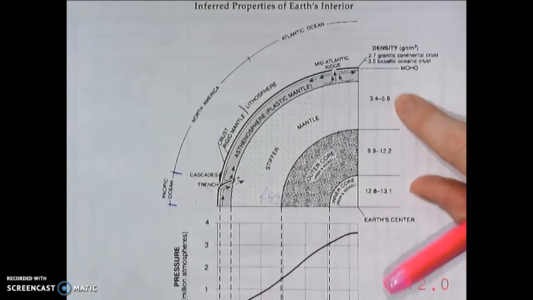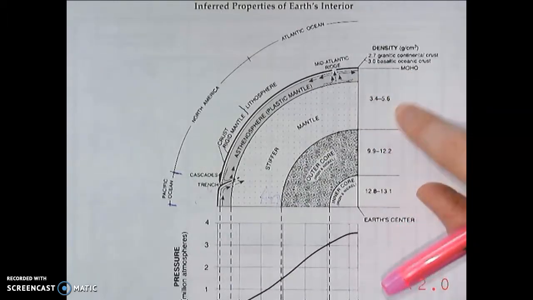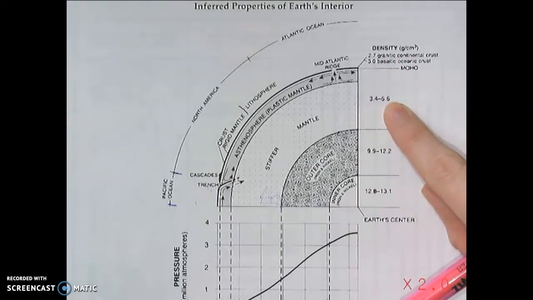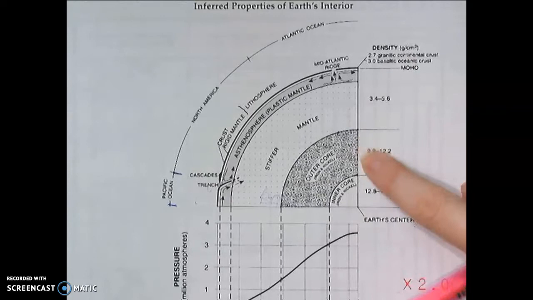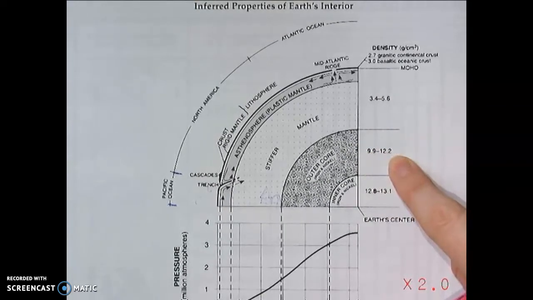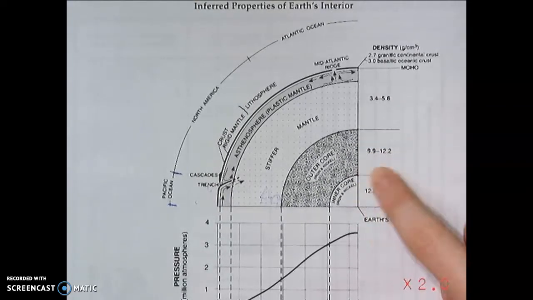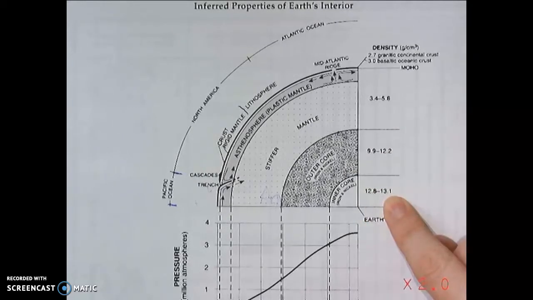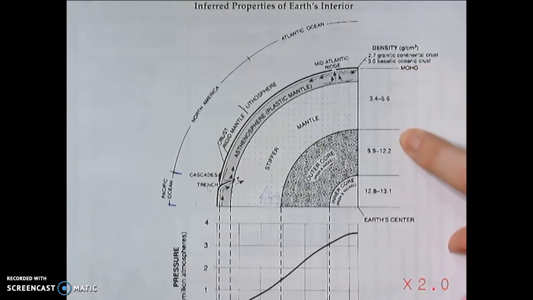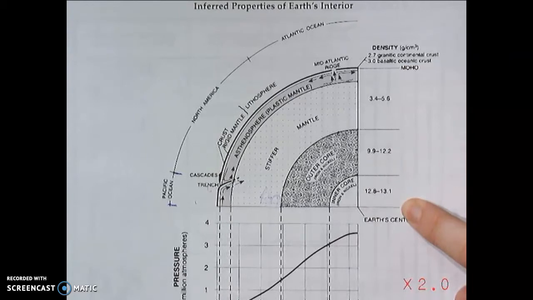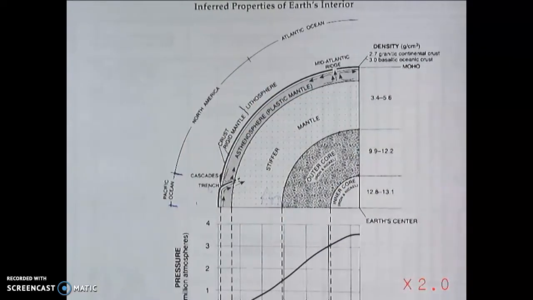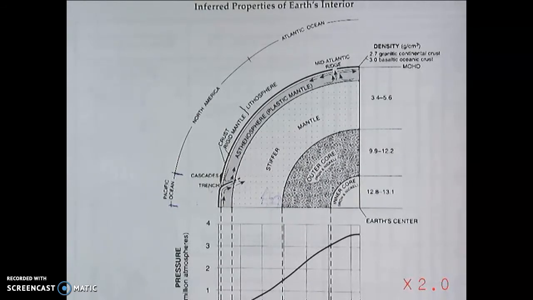The density of the mantle, again, there's a little bit of a range. It'll go from 3.4 to 5.6. Density of the outer core is 9.9 to 12.2. And the density of the inner core is 12.8 to 13.1. So as we go deeper into the Earth, the layers definitely get more dense. They're under a lot more pressure as we go deeper in. The particles get closer together and they get denser.